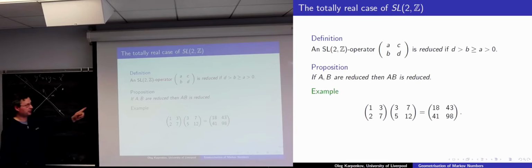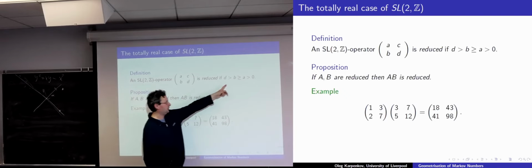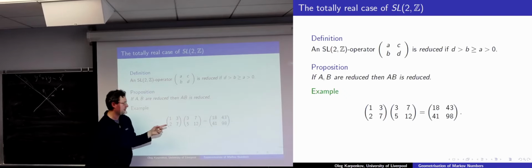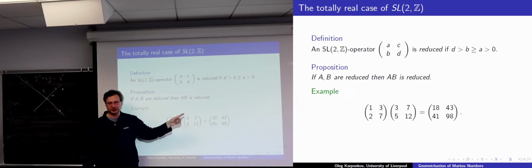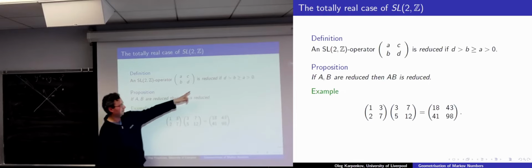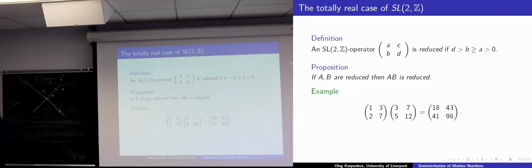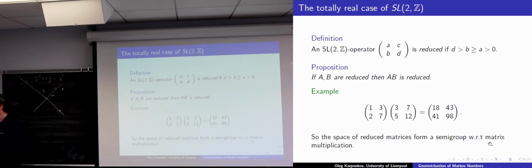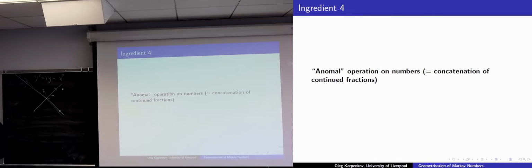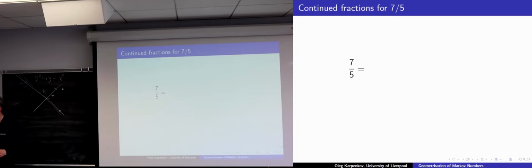the funny thing about this set is that it's not just a set. It's a semigroup, because the product of these two matrices will be the same kind of matrix. So if you check, T is greater than P and greater or equal than A for all three of them. Fine. So the space of reduced matrices forms a semigroup. Great. And the final ingredient is an operation on numbers.